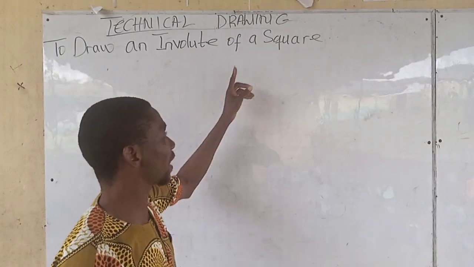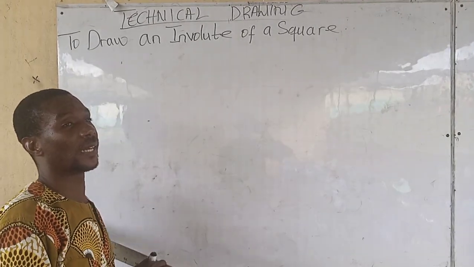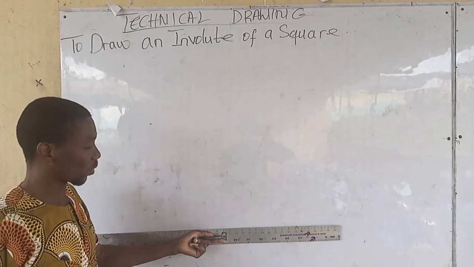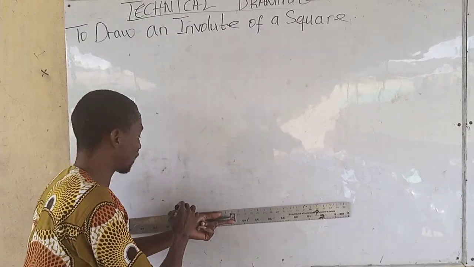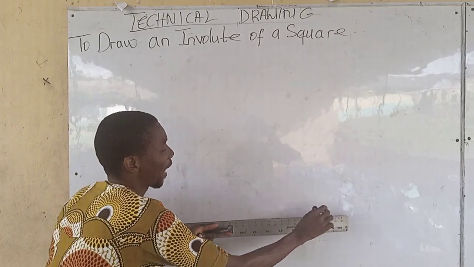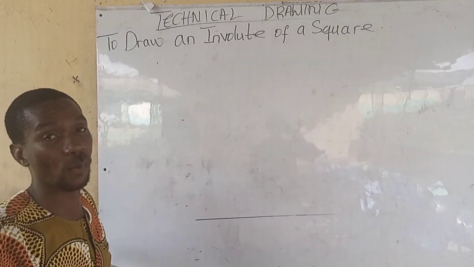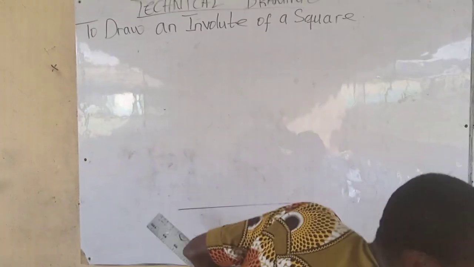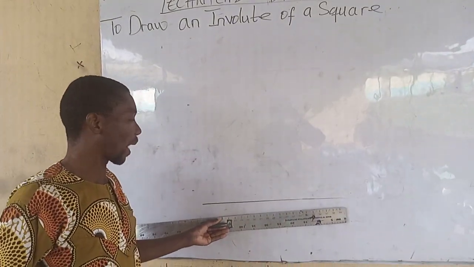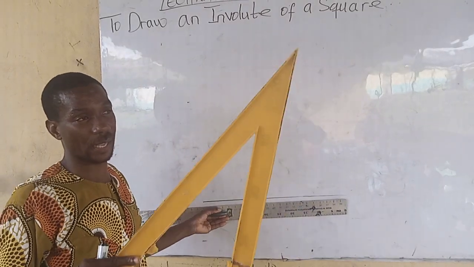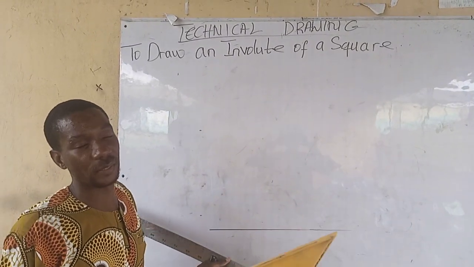So now let's get started. Let's draw a line. Don't just look at it. Watch and practice as well. Let's have our line. There are so many ways of drawing or constructing a square. Okay, so viewers, with the help of your T square and your set square, in fact, you can use the two set squares, but preferably use your T square.